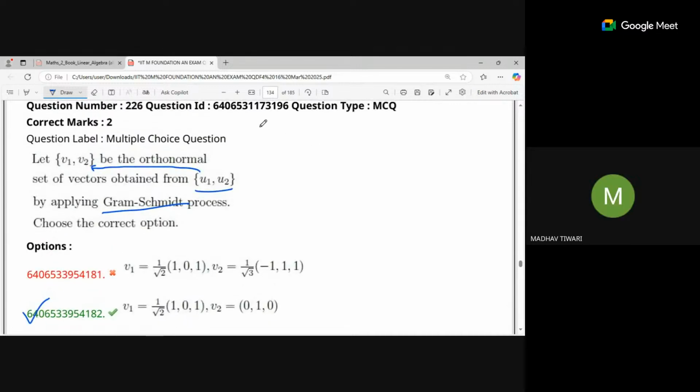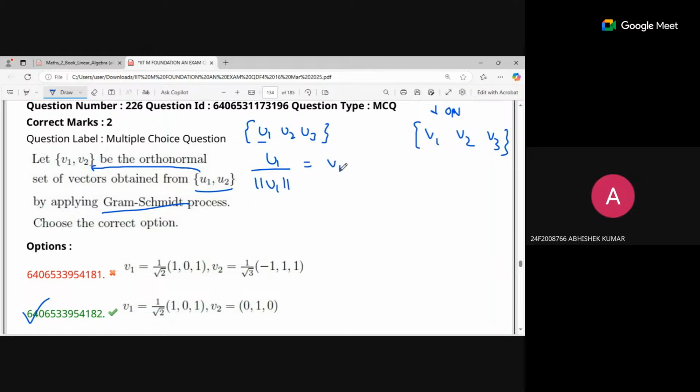Suppose you have three vectors, u1, u2, and u3, and you want to convert them to an orthonormal basis. You can say these orthonormal vectors are v1, v2, and v3. How can you go from u1 to v1? Simply, for the first vector, take u1 divided by its norm. Also, if u1, u2, and u3 are already orthogonal, then to transform them into orthonormal, we directly divide by the norm.